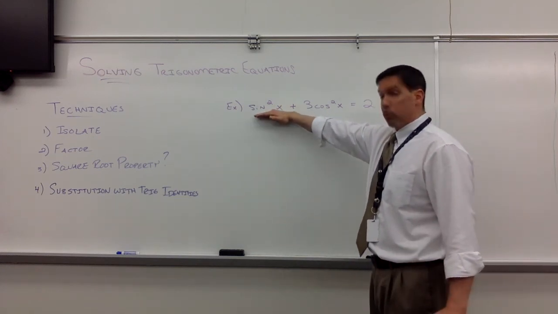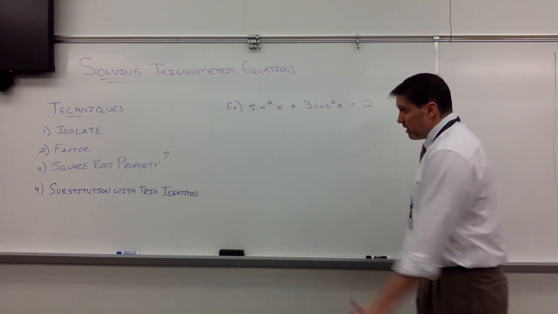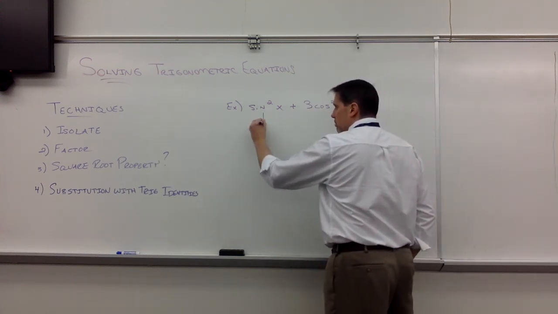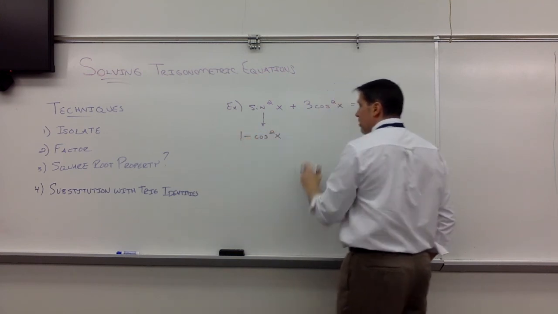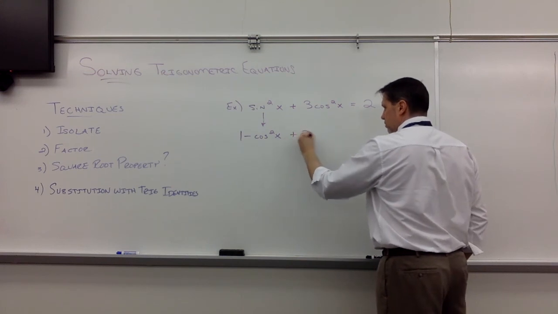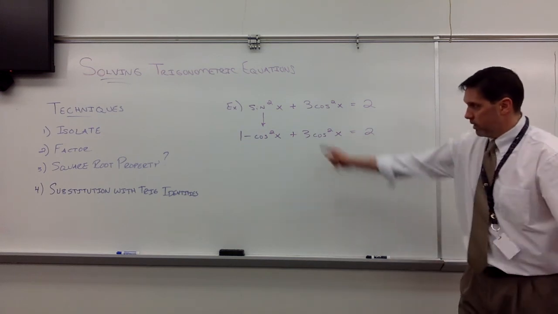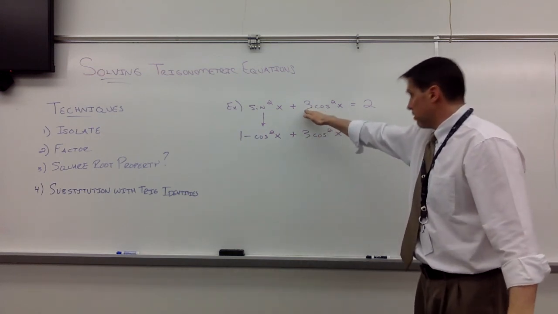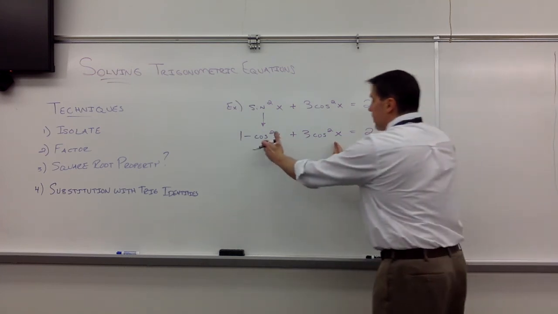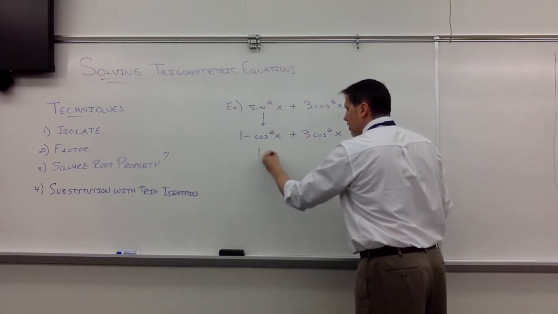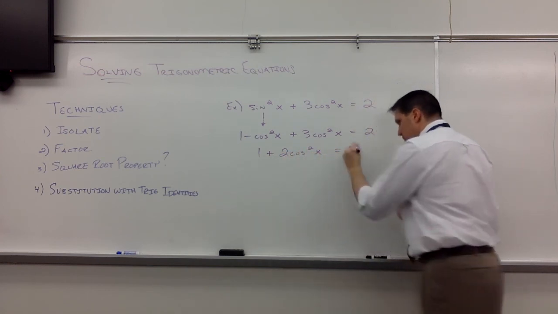So we have two options. We can either call this 1 minus cosine squared, or we could call this 1 minus sine squared. I think the path of least resistance is we're going to make this 1 minus cosine squared, and we'll keep this as plus 3 cosine squared. Not saying it would be terrible if we made this 1 minus sine squared, but then you would have to distribute your 3. It's just one extra step here, where here I can just combine them. So I get 1 plus 2 cosine squared x equals 2.